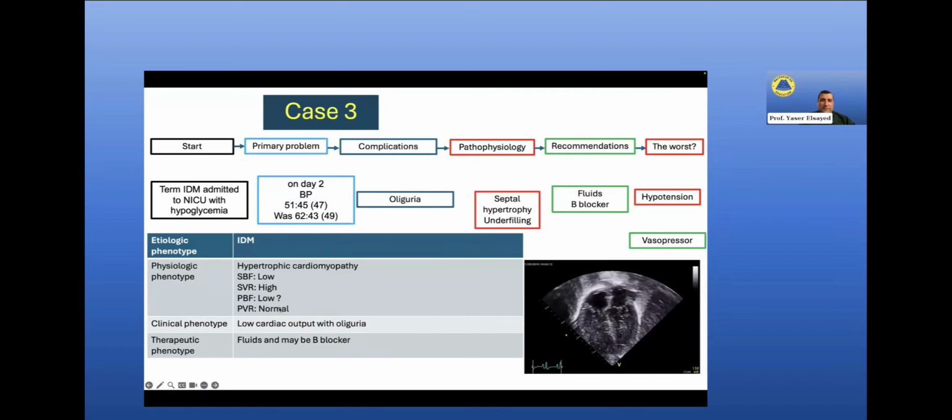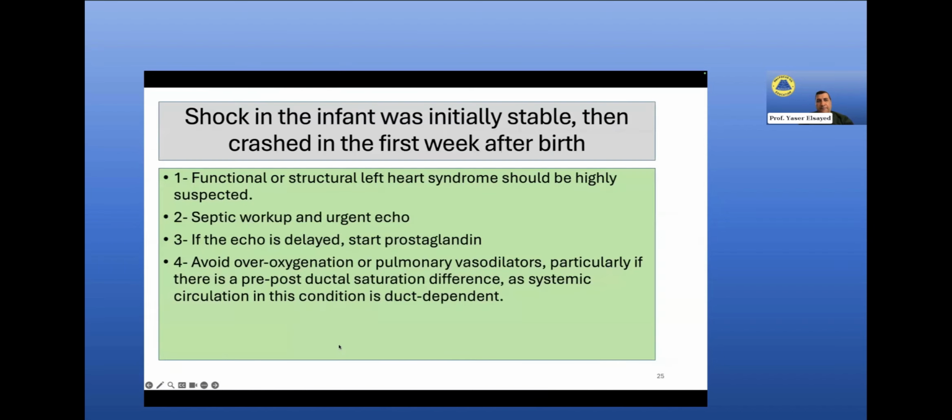So it is forbidden to give nitric oxide because now you have the pulmonary blood flow dependent on the physiologic pulmonary vascular resistance. If you drop the pulmonary vascular resistance by giving nitric oxide, then you may give severe hypoxemia because the pulmonary blood flow is already low, and you may lower the pulmonary artery pressure more if you start the pulmonary vasodilator. So having this scheme of arrangement will make it really easy to understand what is the issue in the physiology, and what you need to avoid at the same time. The clinical phenotype here is low cardiac output with oliguria, and then the therapeutic phenotype, fluid with beta blocker.